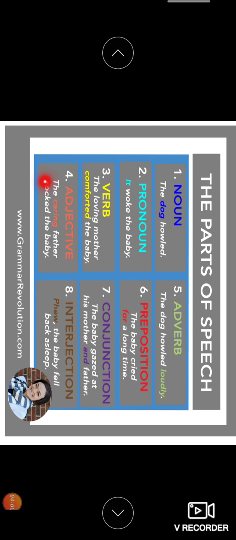Adjective. The caring father rocked the baby. Here caring is the adjective. Adverb. The dog howls loudly. Loudly is an adverb. Preposition. The baby cried for a long time. Here for is a preposition. Conjunction. The baby gazed at his mother and father, and here and is a conjunction. Interjection. Phew! The baby fell back asleep. Phew is an interjection. Okay, this is just an example for you children. You will learn in detail in your daily classes.